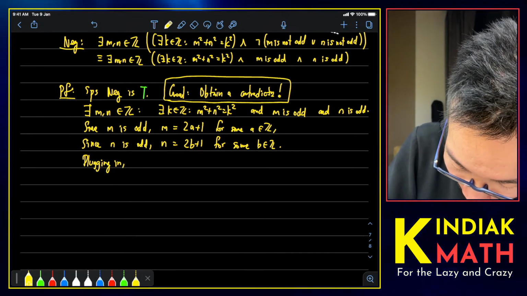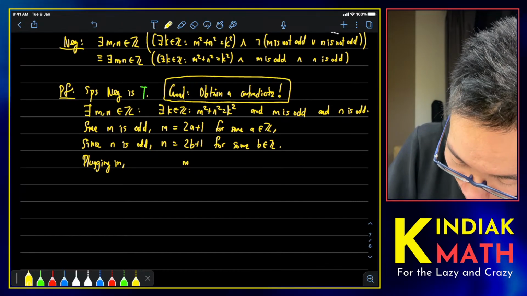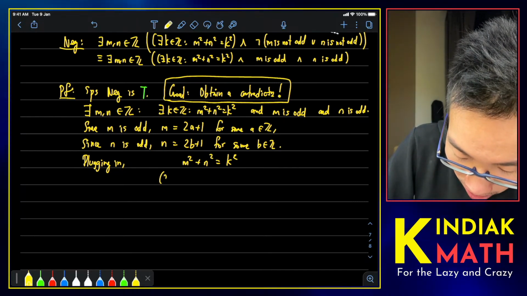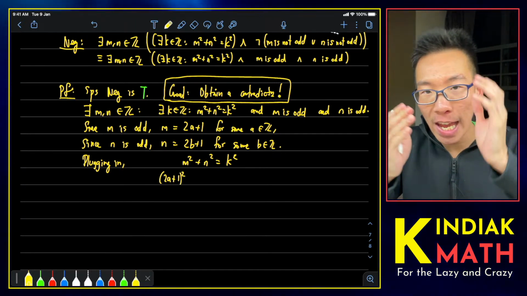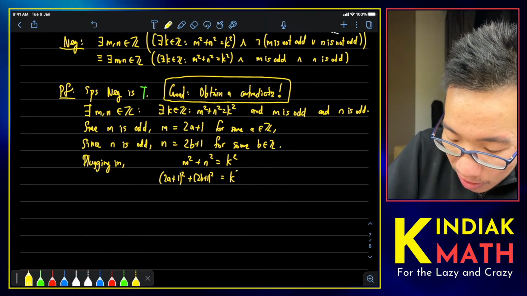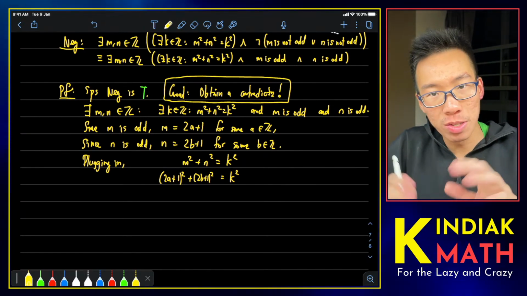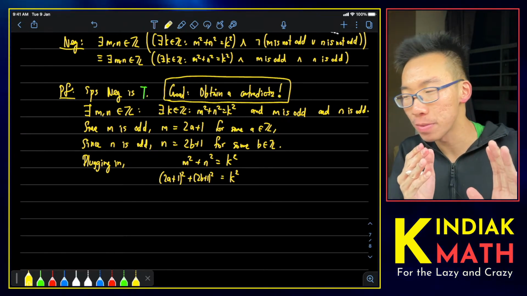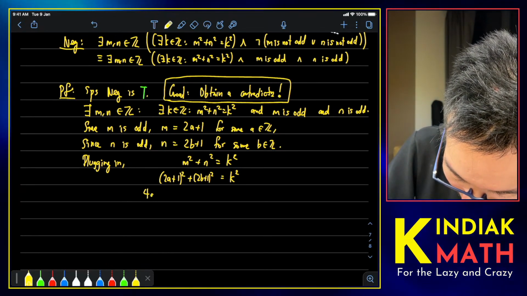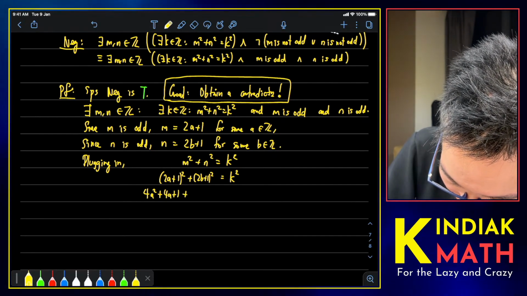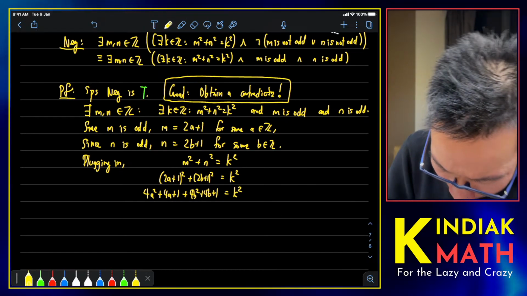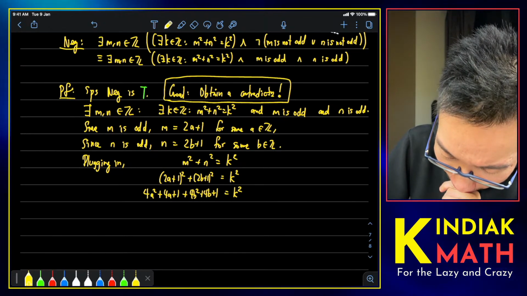We have that m squared plus n squared equals k squared, but m is 2a plus 1, n is 2b plus 1, k squared. Let's do some algebra, and I think we can get something that's going to work out for us. So let's open up by algebra. And we can actually clean some stuff up.